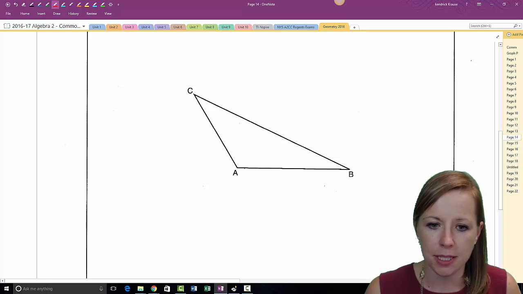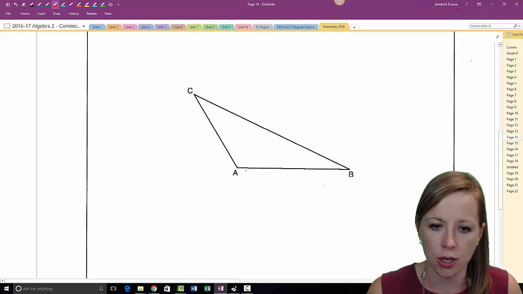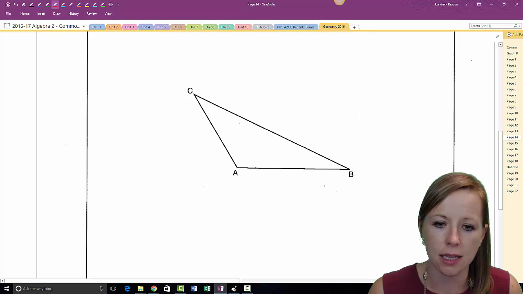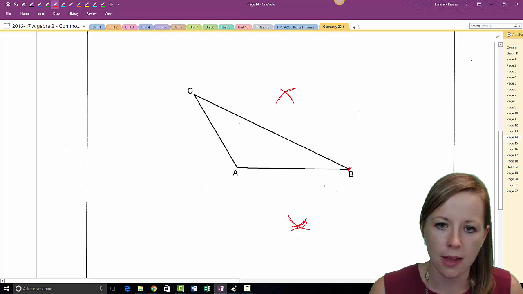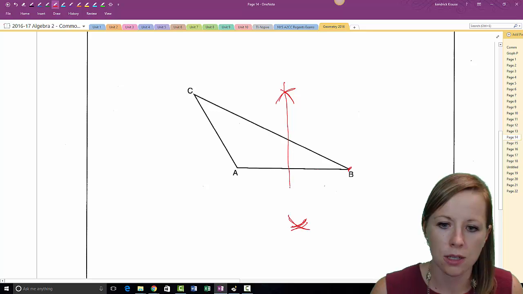If I had a compass and a straight edge, I would pick a distance a little bit more than halfway between A and B, and I would make an arc above and below from A. Keep that same distance, put your center on B, and make an arc above and below. Then you would connect those two using your straight edge.